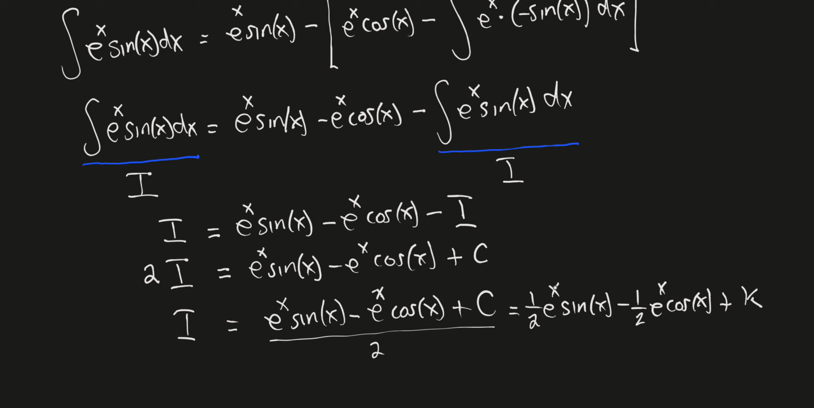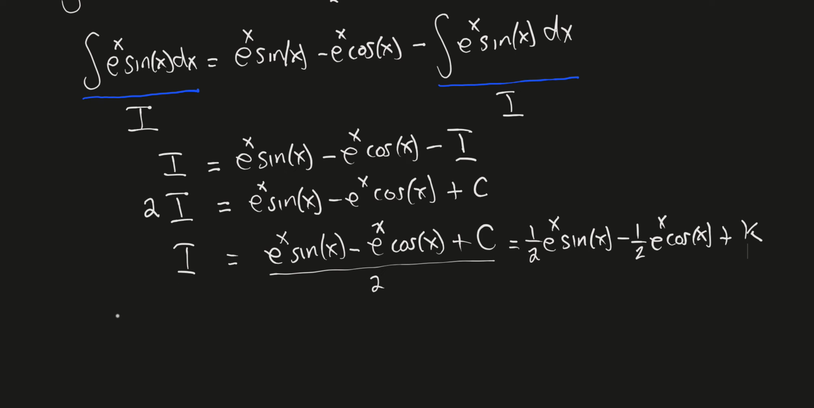But the whole idea is now that we know what our integral is. So let me switch it back to the integral notation now. Our original antiderivative of e to the x sine of x dx is equal to this, right?